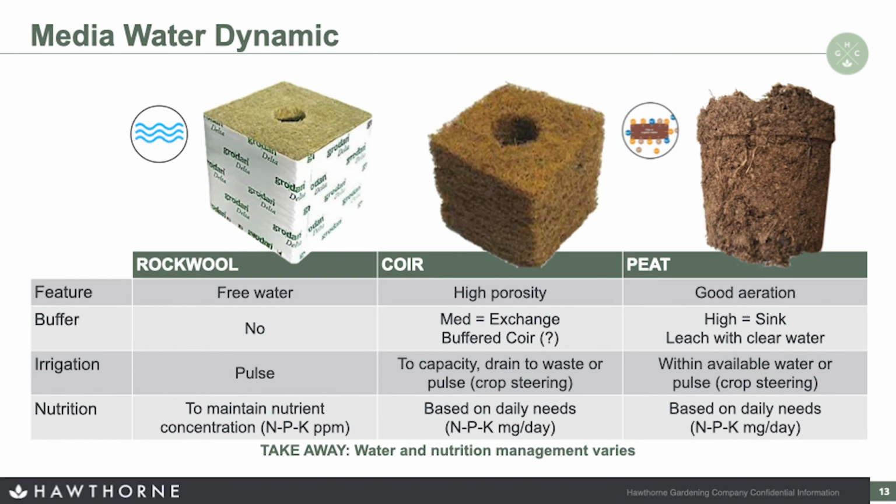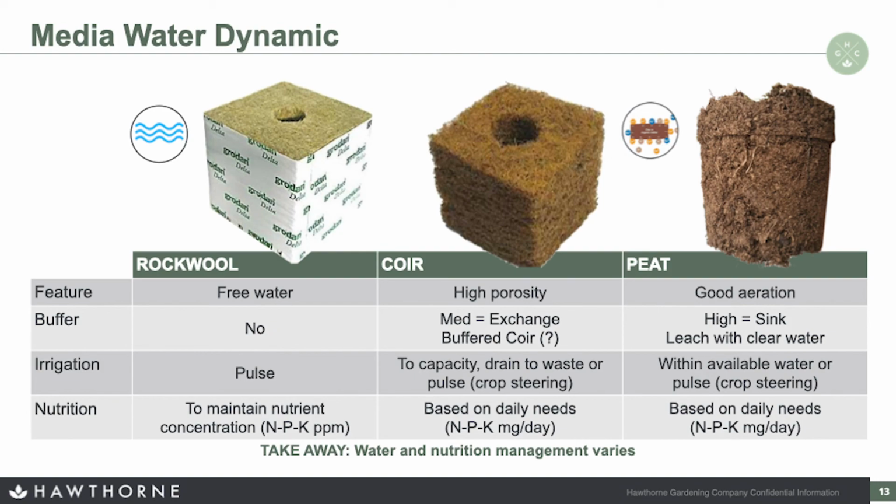Coir has a high porosity. Peat has a good aeration. Peat acts as a sink for nutrient under the first watering because of the cation exchange capacity of the fiber. Coir must be buffered. No buffering is required on the Rockwool.